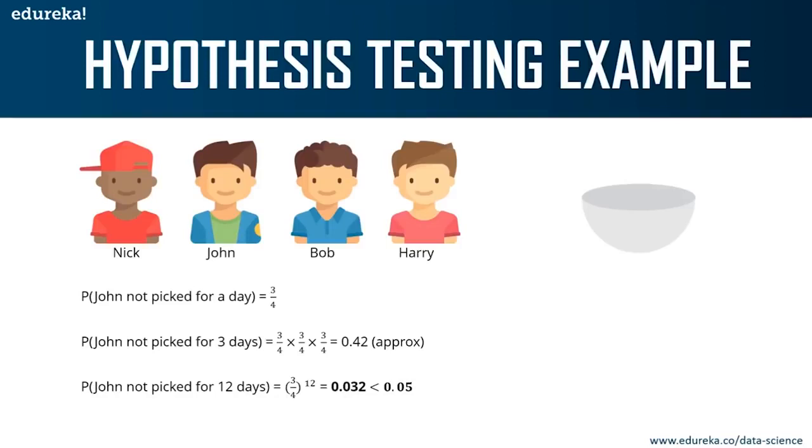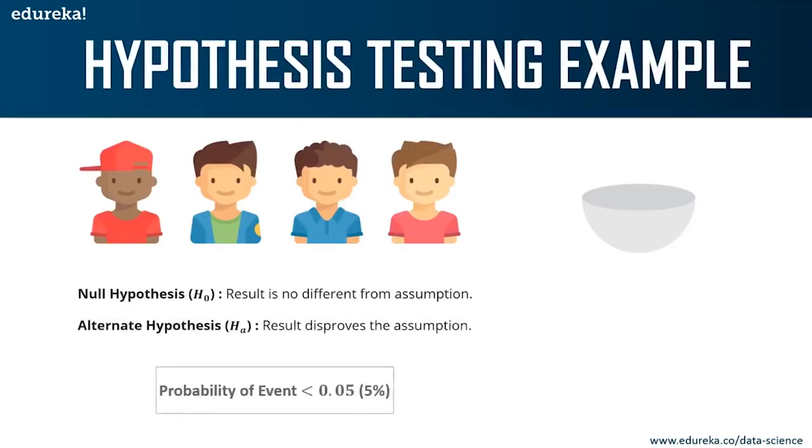So the probability and hypothesis testing give rise to two important components of hypothesis testing, which are the null hypothesis and the alternate hypothesis. Null hypothesis is basically approving the assumption. Alternate hypothesis is when your result disapproves the assumption. Therefore, in our example, if the probability of an event occurring is less than 5%, which it is, then the event is biased. Hence, it proves the alternate hypothesis.